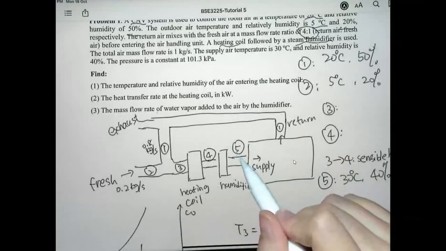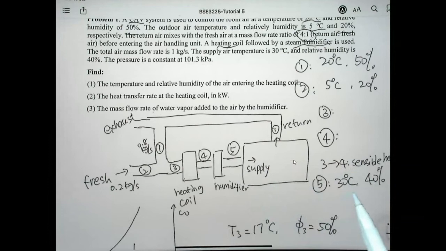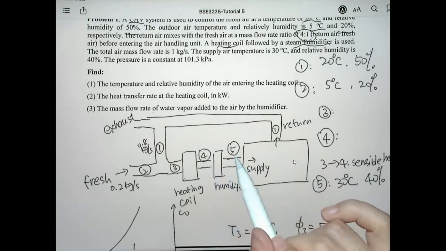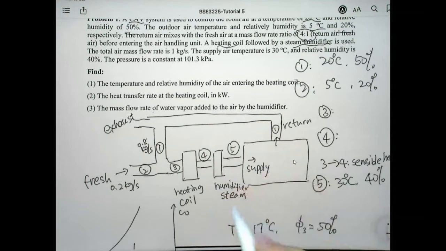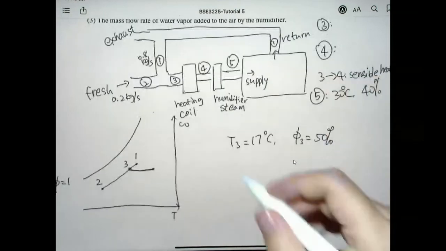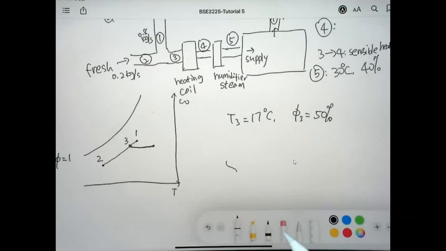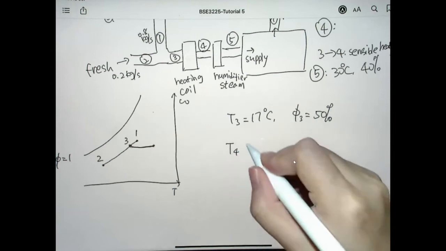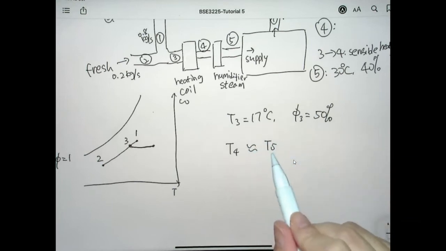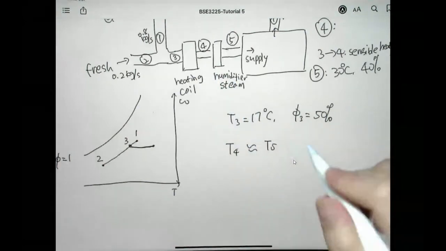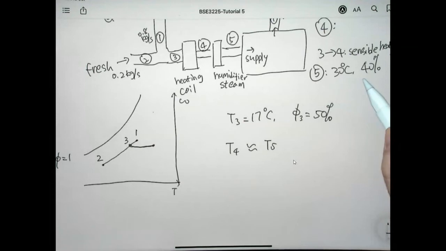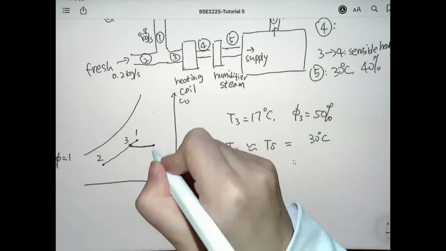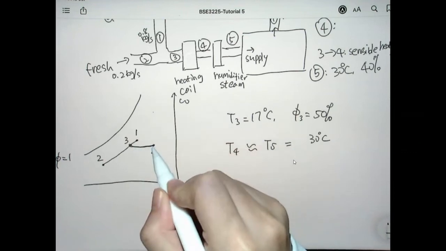That is how state 5 comes into the picture. We do know that state 5 is 30 degrees and 40%, and we know that from state 4 to state 5, it goes through a steam humidifier. So when the moist air goes through a steam humidifier, we know that temperature 4 is approximately equal to temperature at state 5. From state 5, we know that it's 30 degrees and 40%. So temperature at state 4 is 30 degrees. So this is how we can locate state number 4.